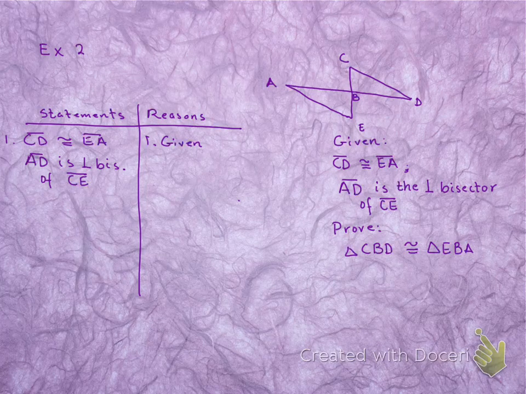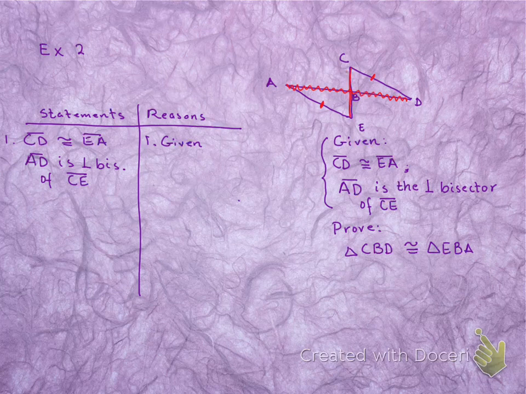All right, so I wrote the statements and given just to save a little time right there. So what we're going to do right now is mark up the illustration according to the given. We have CD right here is congruent to EA right there. That's what we know so far. The other thing that we're told is that segment AD, which is this one right here, the whole entire thing, is the perpendicular, there's your perpendicular symbol, is the perpendicular bisector of CE.